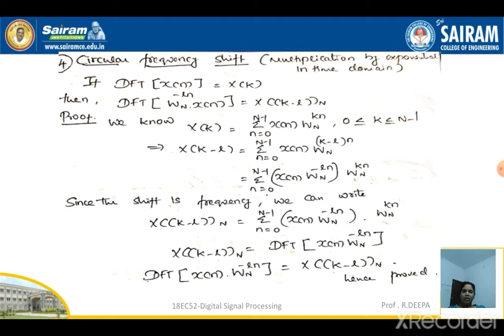Finally, you can observe the shift is in the frequency domain, that is with respect to capital X of k. Hence, we name the property the circular frequency shift property. That is, the shift is happening in the frequency domain, with respect to capital X. And here we have proved that the DFT of the sequence x of n, which is multiplied by an exponential term, is equal to capital X of k minus l with circular shift N.